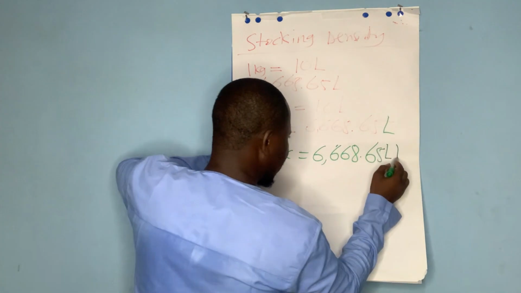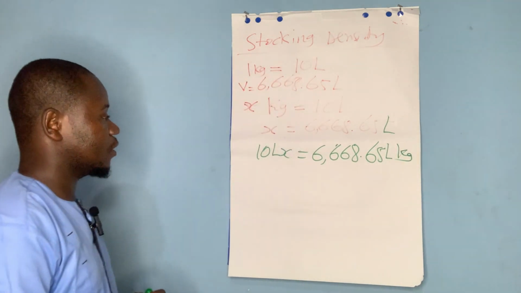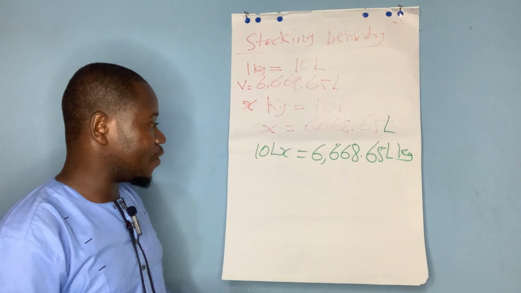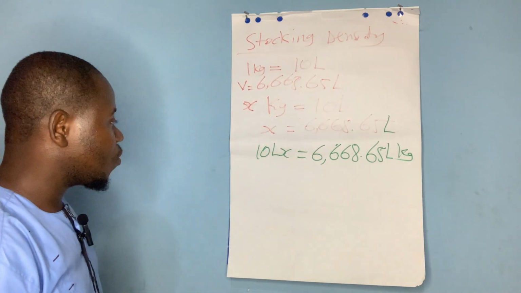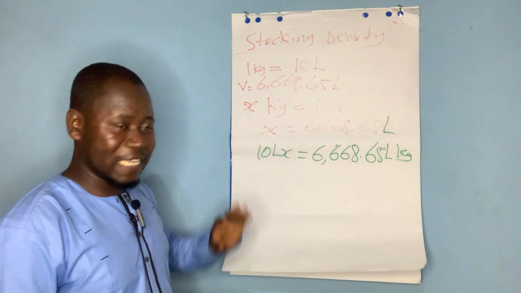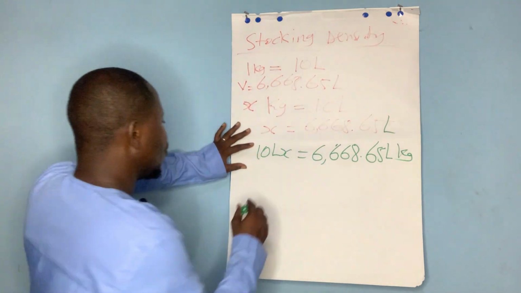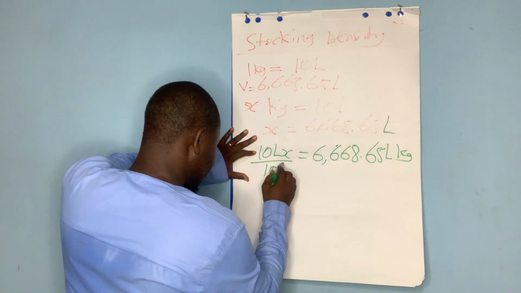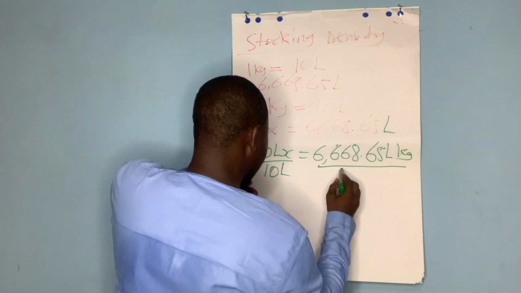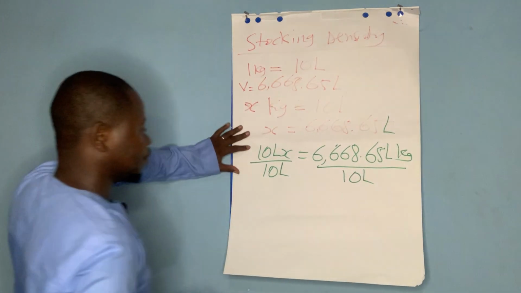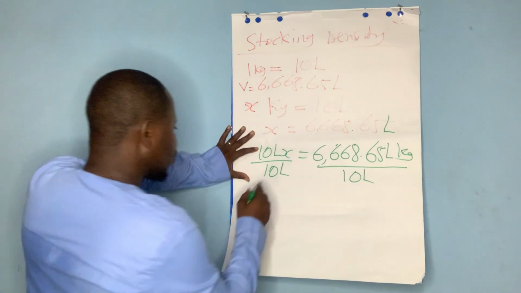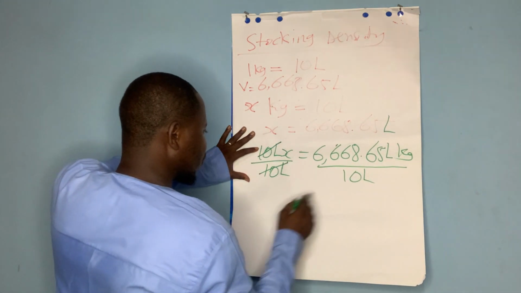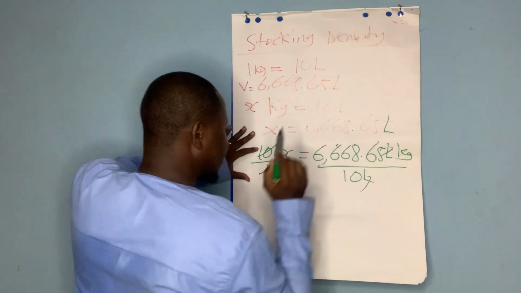Liters and kg, the kg will come. So we multiply, and the variables come together. Now we want the value of x, so we divide each side by 10 liters. Are we following? So the 10 liters here cancel, and the liter here cancels.